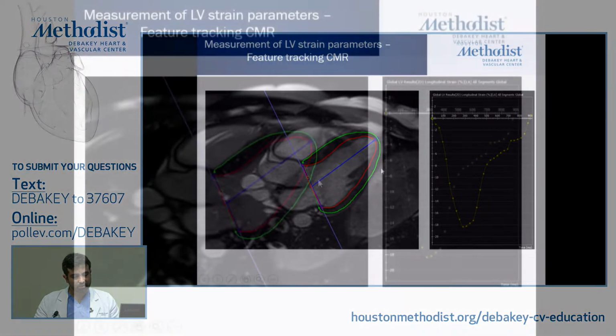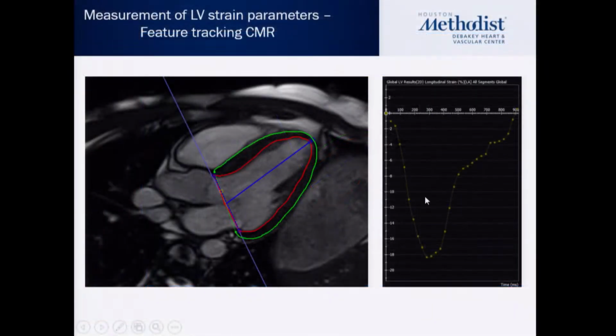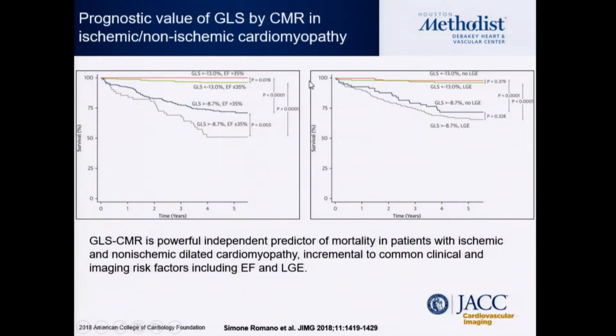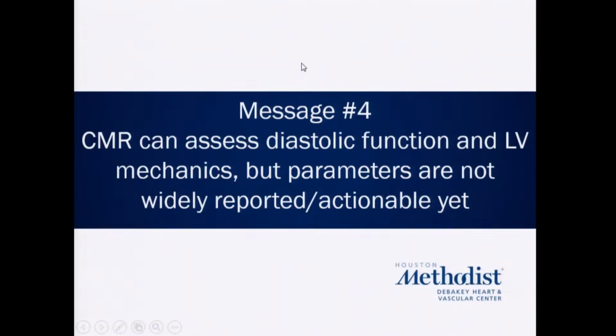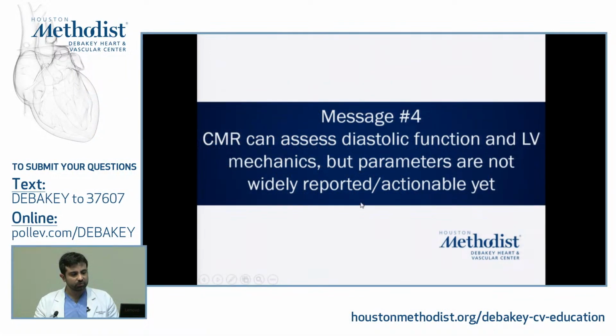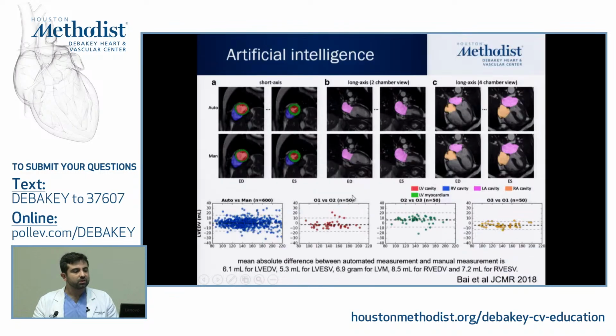You can get feature tracking on CMR to get strain. Traditionally, it used to be done with what's called tagging, but that's fallen out of favor for the most part. And here the key part is vendor variability, variability in different software solutions. So similar to echo, it suffers a little bit from that weakness, but this has shown promise in prognostication in various settings. In this study, which looked at patients with ischemic as well as non-ischemic cardiomyopathy, longitudinal strain was prognosticating in these patients. So we can look at all of these, but at this point, they're not widely utilized in clinical reporting.